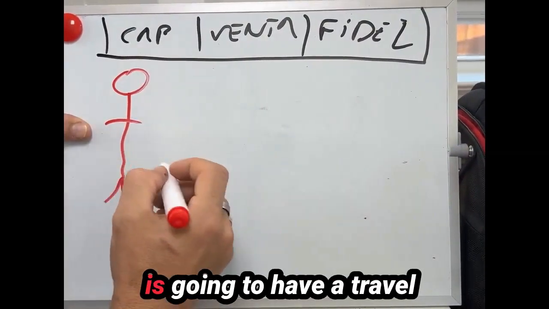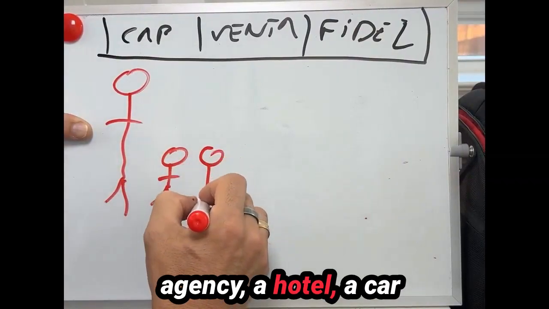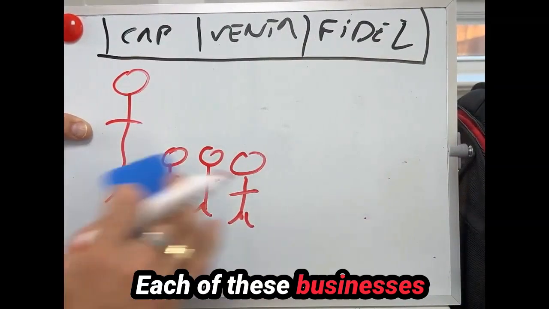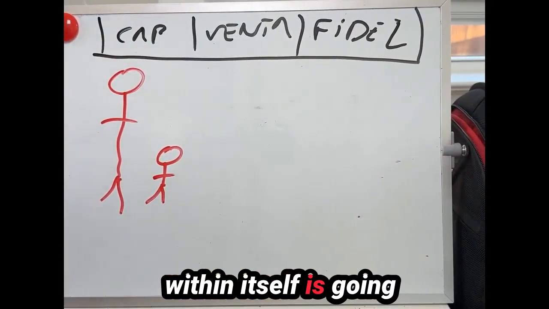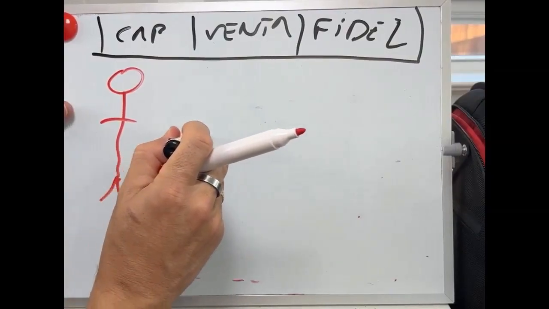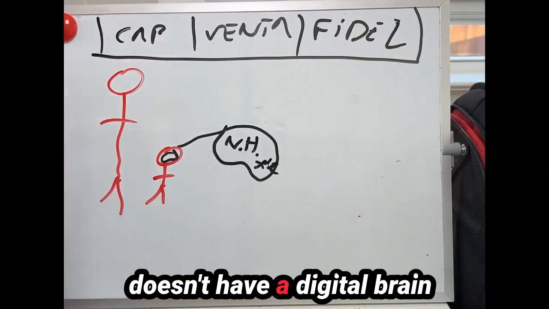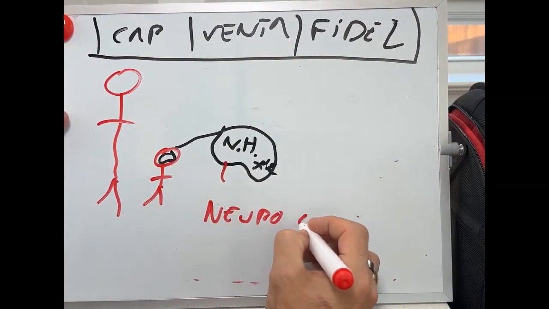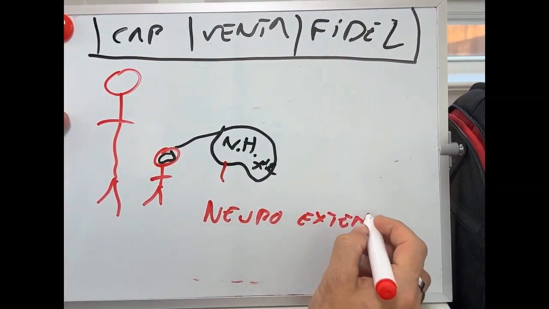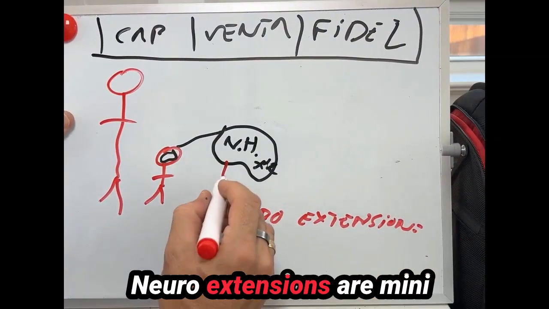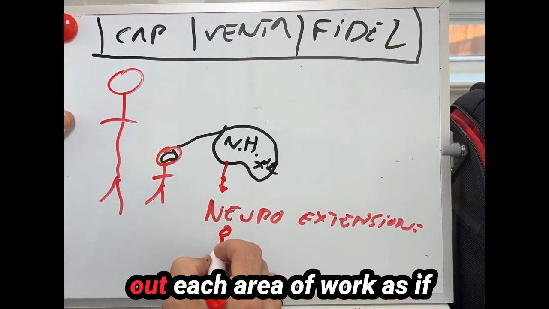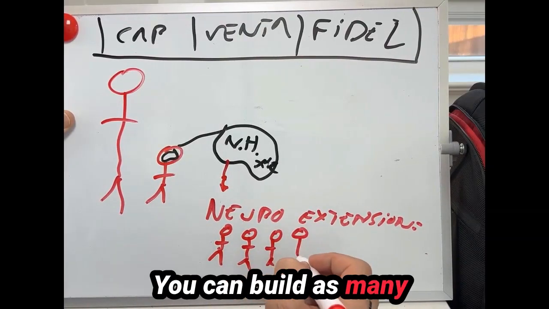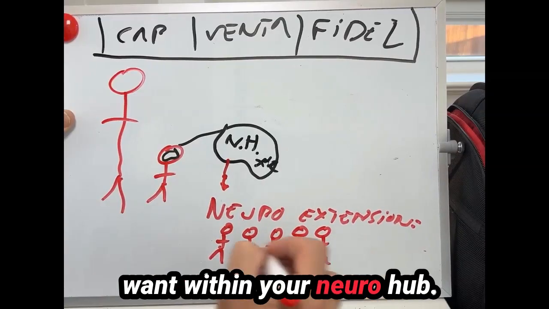Today, the entrepreneur is going to have a travel agency, a hotel, a car wash, and various other types of businesses. Each of these businesses within itself is going to need a digital brain. That is, if your business doesn't have a digital brain made up of neuro extensions, neuro extensions are mini clones of yourself that carry out each area of work as if you were doing it yourself. You can build as many clones of yourself as you want within your neuro hub.